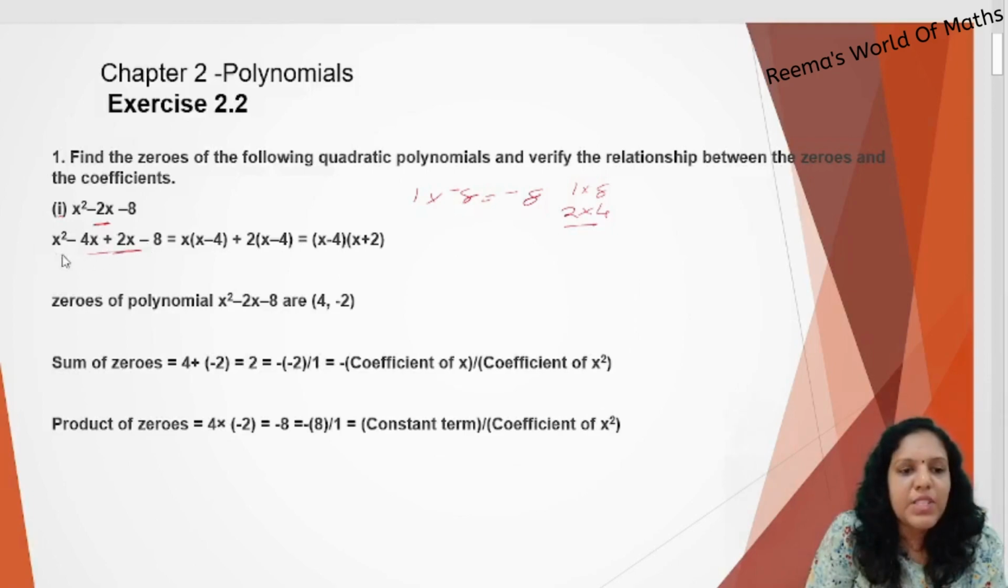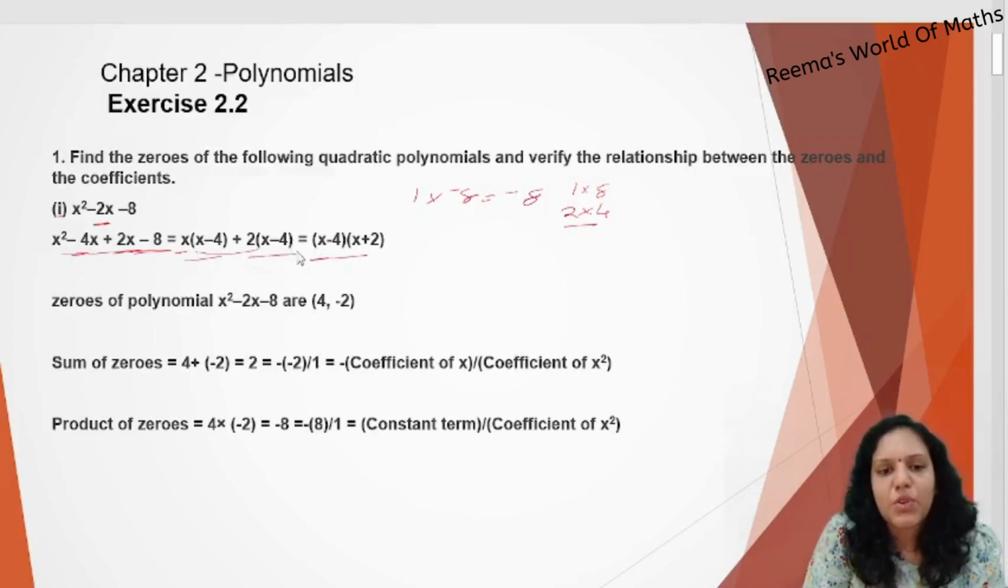See the first part, x squared minus 4x: we have x common here. Taking x out, x multiplied by x minus 4, plus in the second part, 2x minus 8, 2 is common. So 2 multiplied by x minus 4. So x multiplied by x minus 4 plus 2 multiplied by x minus 4. Again x minus 4 is common, so it is x minus 4 into x plus 2. These are the two factors of this polynomial, x minus 4 and x plus 2.